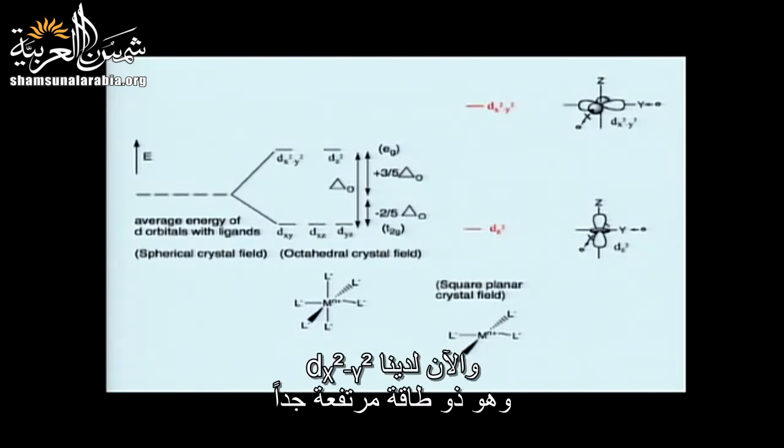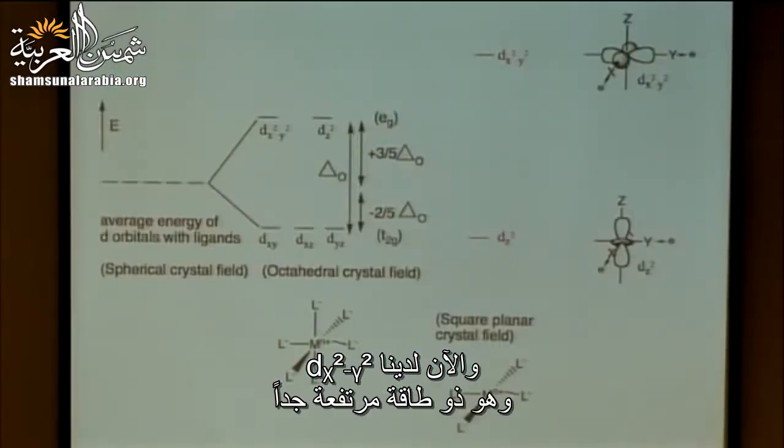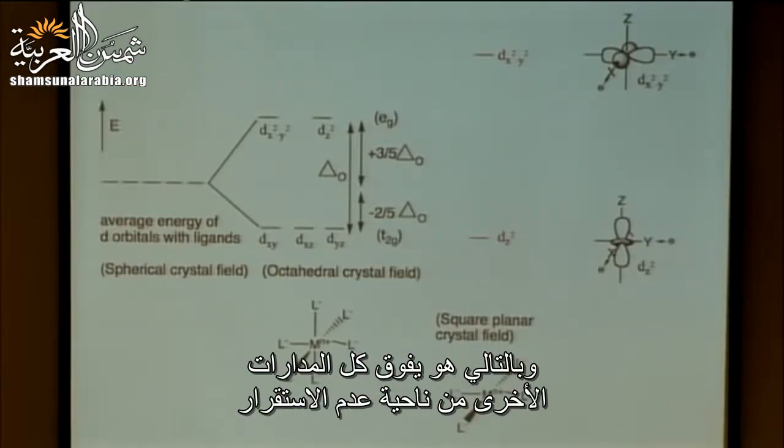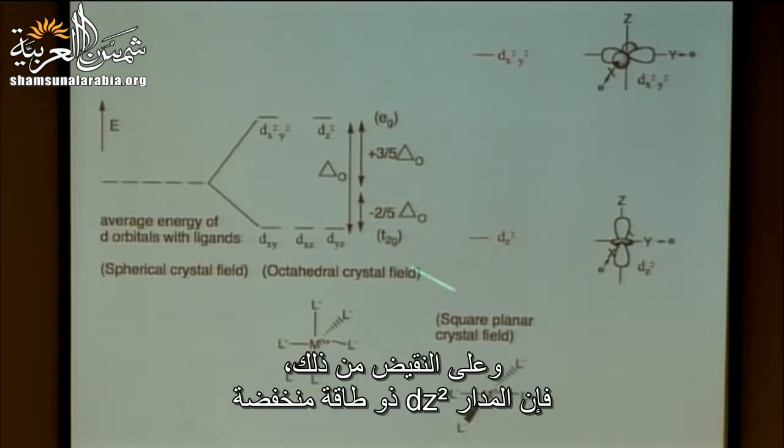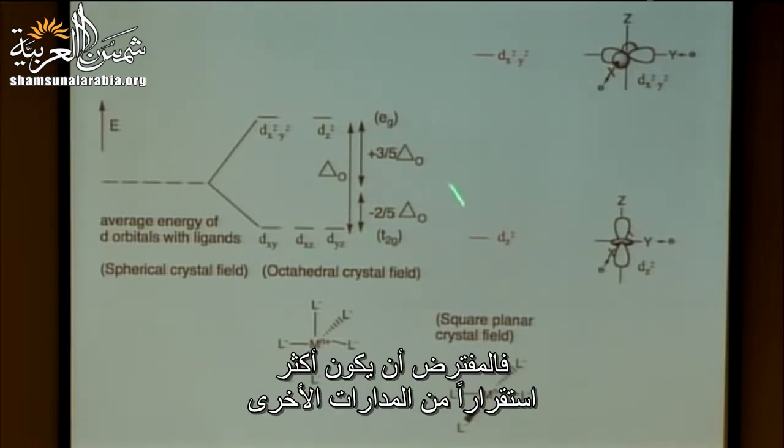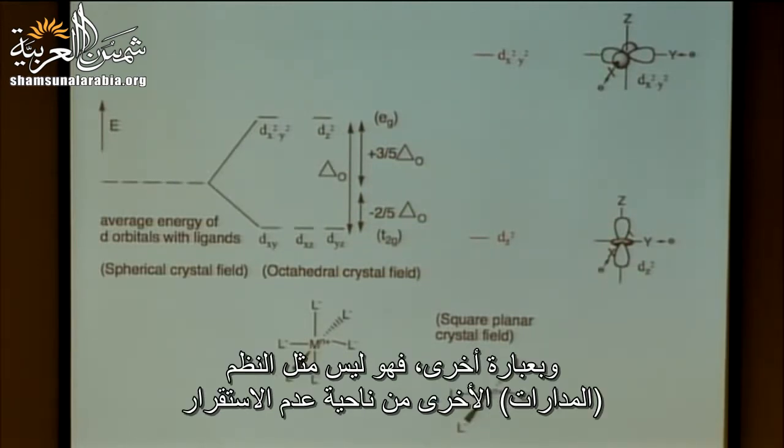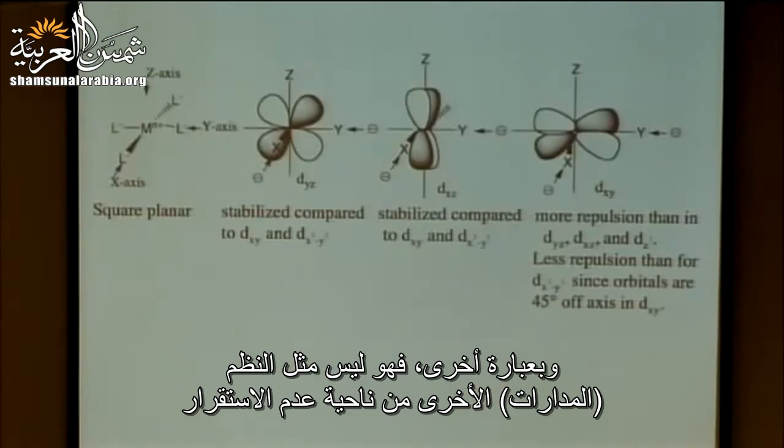So now dx squared minus y squared is really high up. It's very much more destabilized than anybody else. Dz squared, on the other hand, is down. It would be stabilized compared to that. It's not nearly as destabilized as the other system.